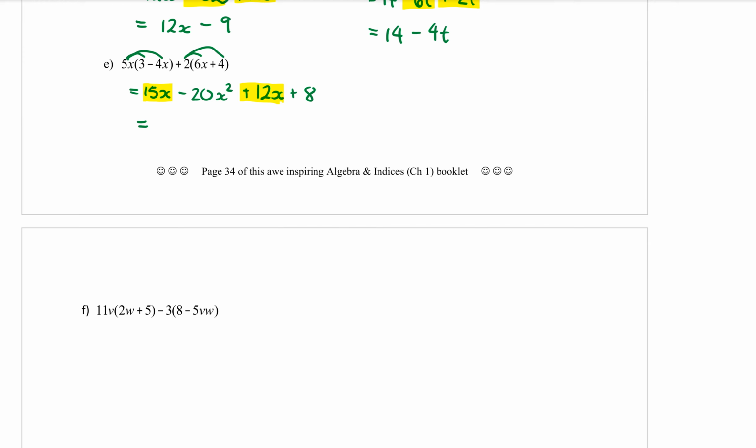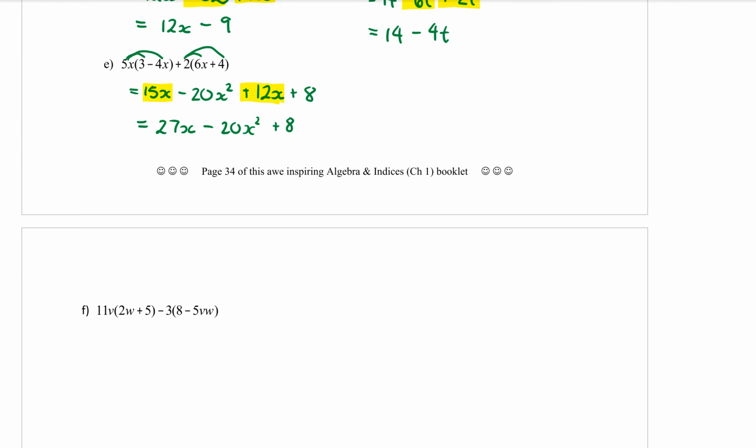15 plus 12 is 27x. The other 2 that aren't highlighted, I can't do anything with them, so I just have to write them down. So minus 20x squared and plus 8. Now please remember that 27x minus 20x squared is the same as minus 20x squared plus 27x.